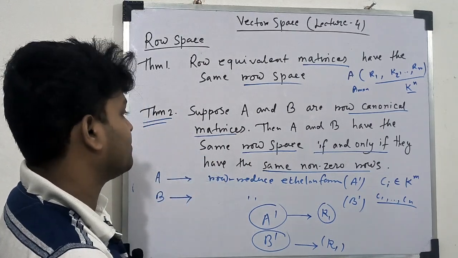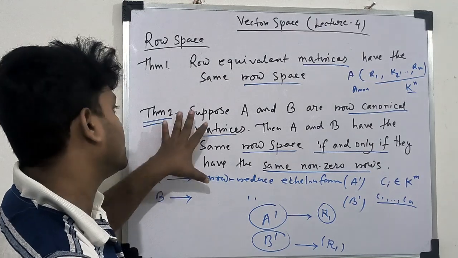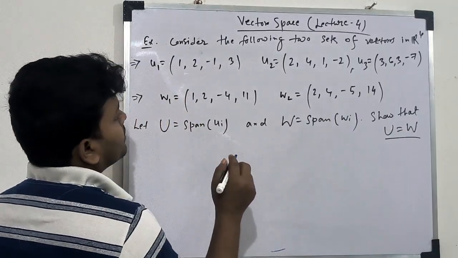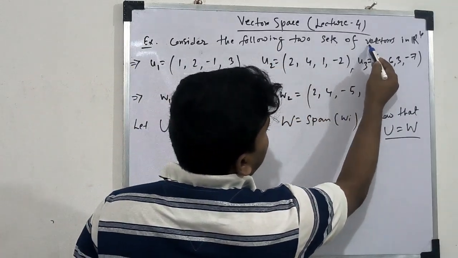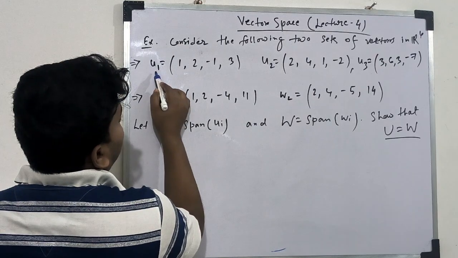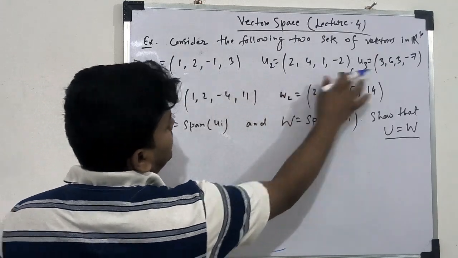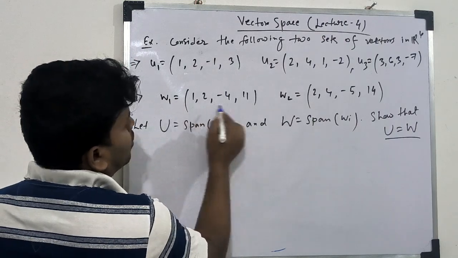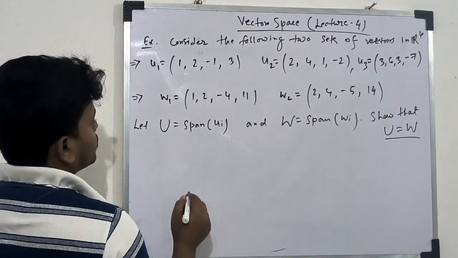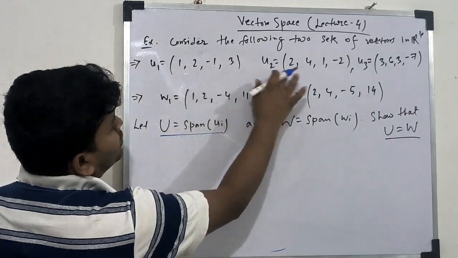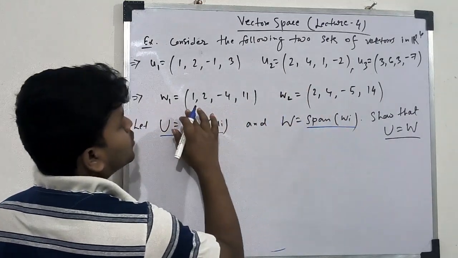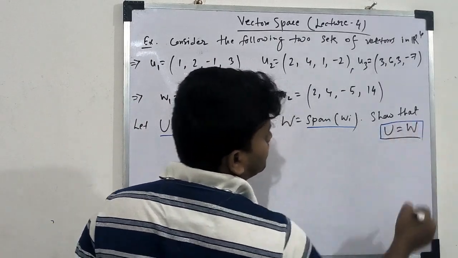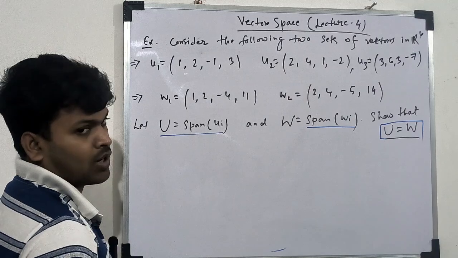Now we discuss one example which we will solve using this theory. Let us take that example. Consider the following two sets of vectors in R^4. One contains u1, u2, u3, which are given, and the other set contains two elements w1, w2, which are given. So U is the span of the vectors u1, u2, u3, and W is the span of the vectors w1, w2. We have to show these two subspaces are equal.